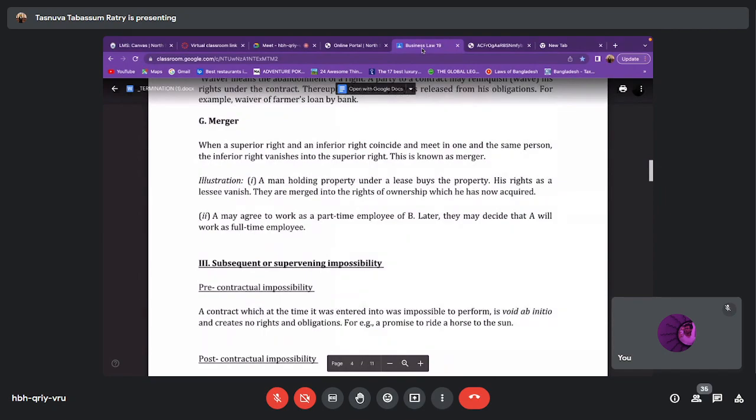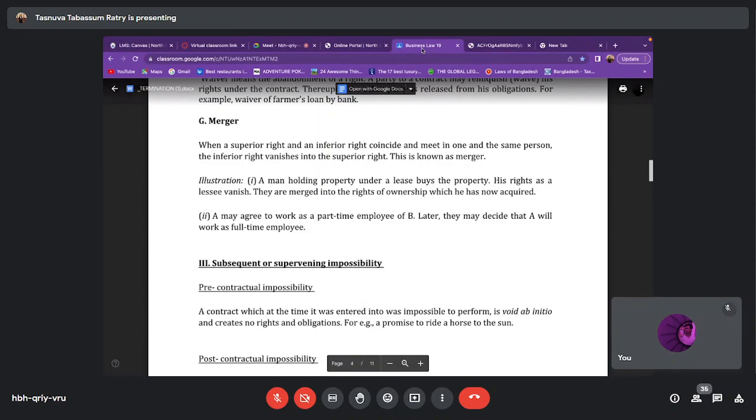Later, they may decide that A will work as a full-time employee. So whether the full-time employment will take place or not, that will happen at a later date. যখন তাকে full-time employee হিসেবে রাখবে, তখন কি তাকে part-time employee হিসেবে পে করবে? না, right? So what will happen to his agreement to work as a part-time employee? That will be merged due to a new agreement where he has been employed as a full-time employee. So the old agreement to work as a part-time employee has been terminated by merger.